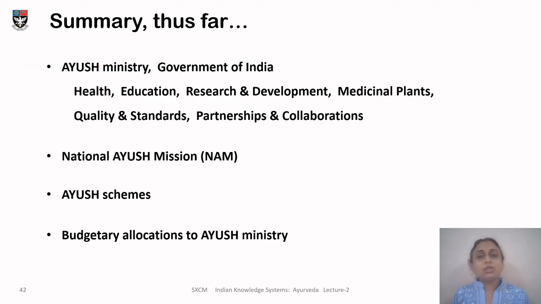So in this section of the lecture, we looked at the formation of the Ayush Ministry, how it existed before 2014 and how it was converted to a full-fledged ministry in 2014, the 6 focus areas, the National Ayush Mission, the various Ayush schemes offered by the Government of India, and also the budgetary allocation to the Ayush Ministry.